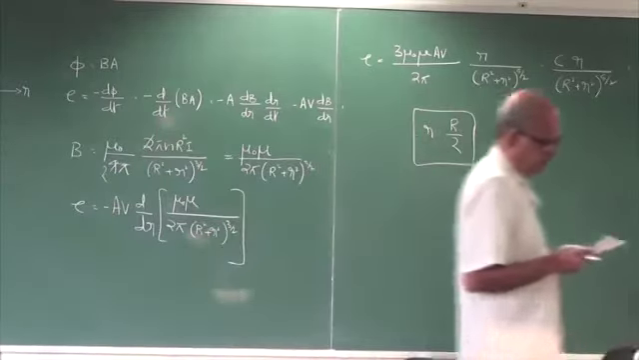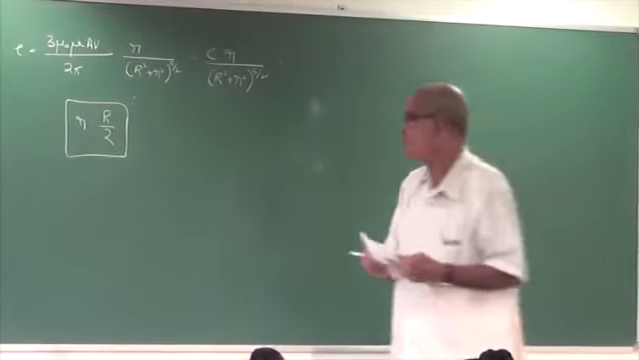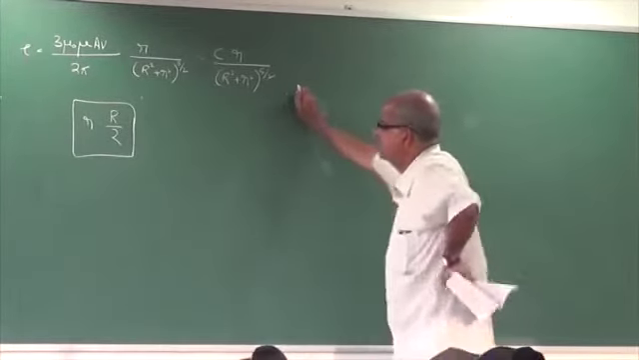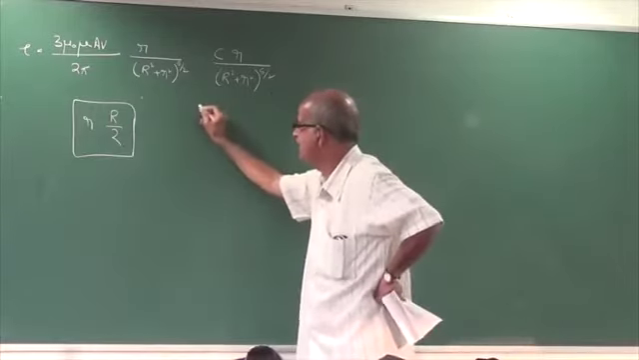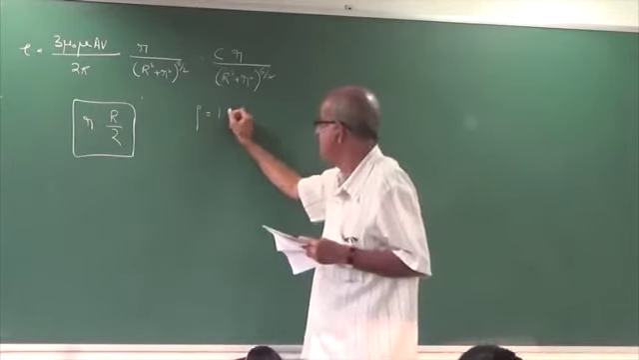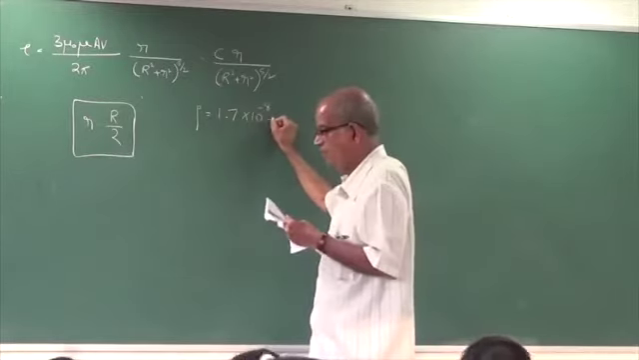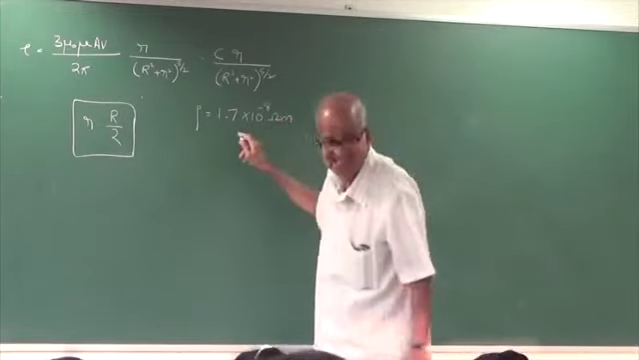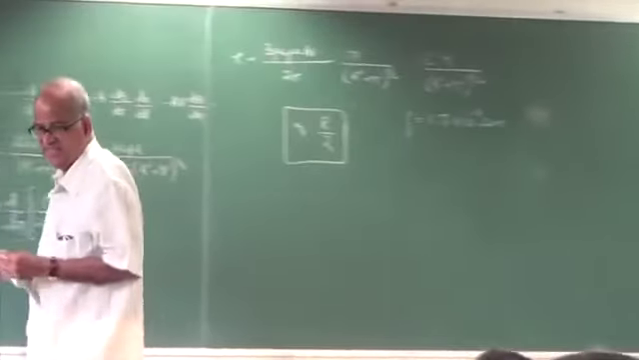Next problem. A square frame made of copper wire. Inside the bracket you write rho equal to 1.7 into 10 to the power of minus 8 ohm meter. What is this? Resistivity.